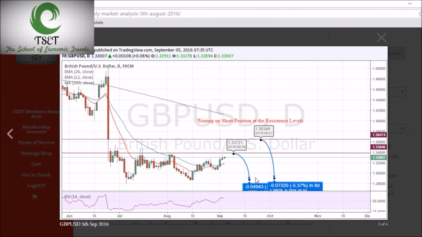Now the next one we're looking at, GBP versus USD. Fairly close again. Overall trend is down, as you can see. Since Brexit, the Great Britain pound has dropped massively, and this is a trade I'm pretty excited about. If it does rise up to around 1.364, that would be a lovely short trade. There's a 5.37% gap between your entry and your support level. That would be the time we would look to get involved and go short. So yes, we're waiting on a short position at the resistance levels. That's exactly what we're waiting on.